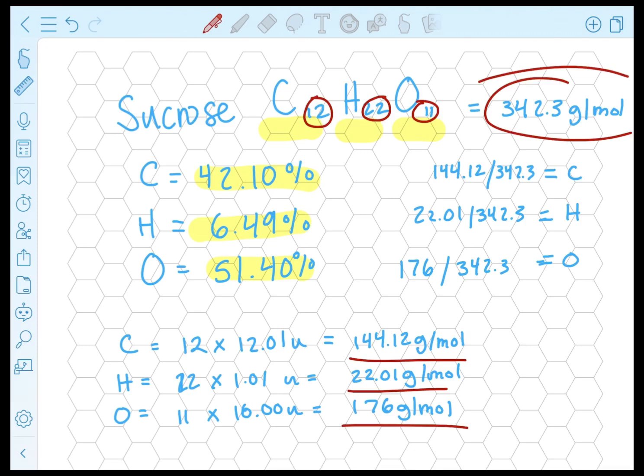So for carbon, that would give us 0.421. Remember to times it by 100. So that would be 42.1%. And same apply for hydrogen and oxygen. All right, let's move on.